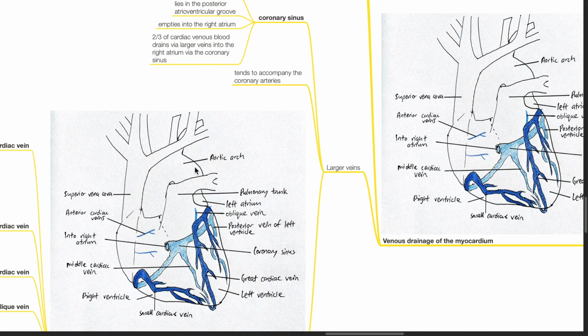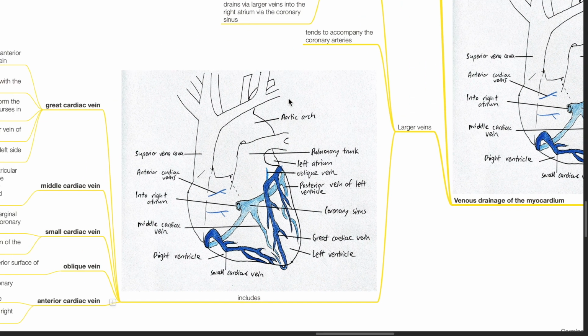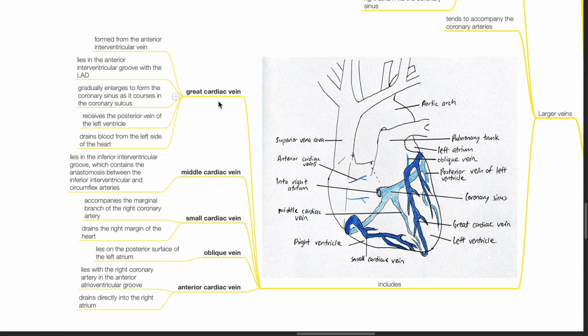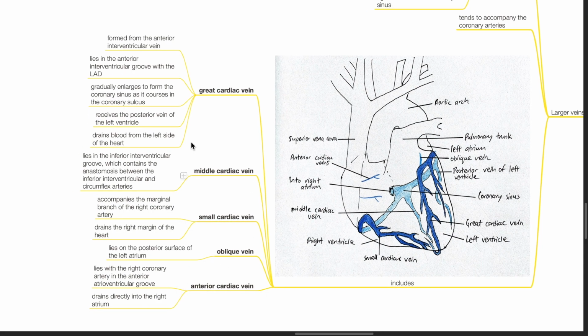Larger veins tend to accompany the coronary arteries and include the great cardiac vein, middle cardiac vein, small cardiac vein, oblique vein, and anterior cardiac vein. The great cardiac vein is formed from the anterior interventricular vein. It lies in the anterior interventricular groove with the LAD. It gradually enlarges to form the coronary sinus as it courses in the coronary sulcus. It receives the posterior vein of the left ventricle and drains blood from the left side of the heart.